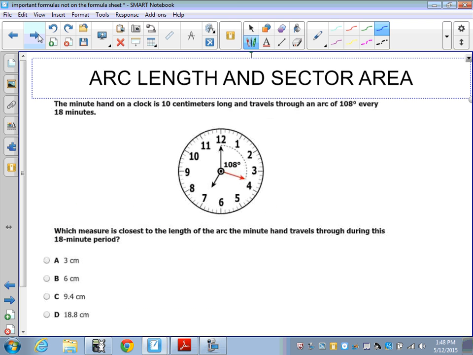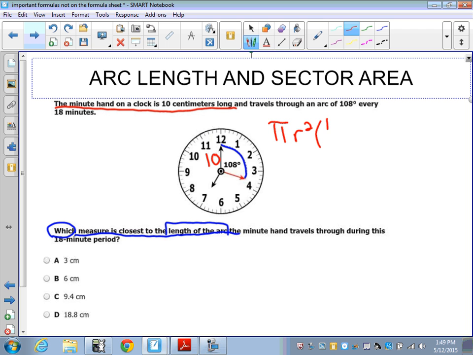This one has a lot more reading, and it's one of the more difficult ones. So it says, which measure is the closest to the length of the arc? So that's what we're looking for. The minute hand travels during this 18-minute period. So we're looking for this length right here. The central angle is 108. The reason why I say it's a little tricky is because you might not know what the radius is. We have to keep reading. It says the minute hand on the clock is 10 centimeters long, so the minute hand's 10. So it's going to be pi r squared times 108 over 360. And remember, r is 10.